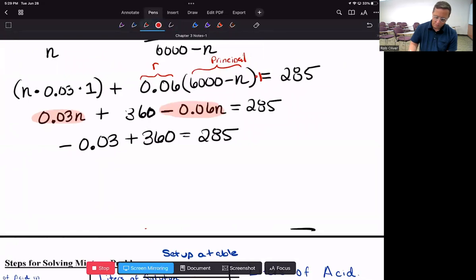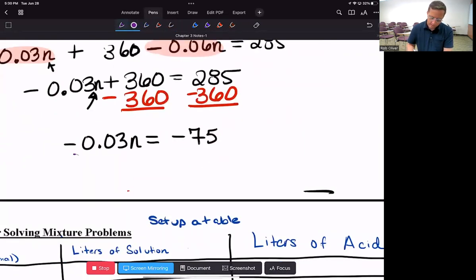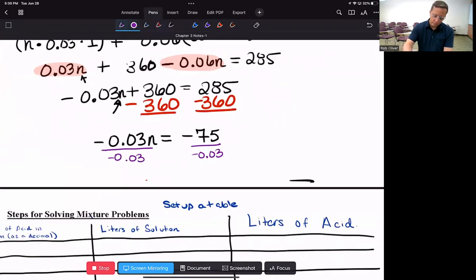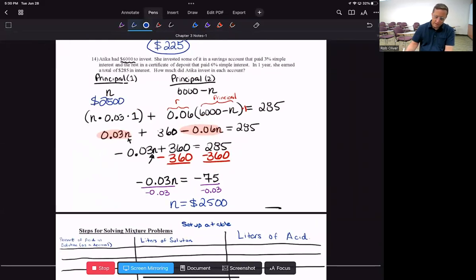Then we're going to subtract 360 from both sides. So you're going to do 285 minus 360, which is negative 75. Oh, I forgot an n on this one. Sorry, there was an n there. Then just divide by negative 0.03. When I did that, I got 2,500. So that's the principal, 2,500 for that one.